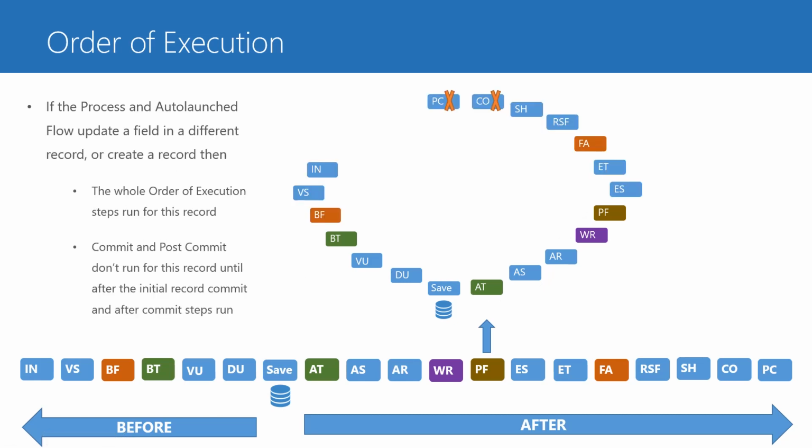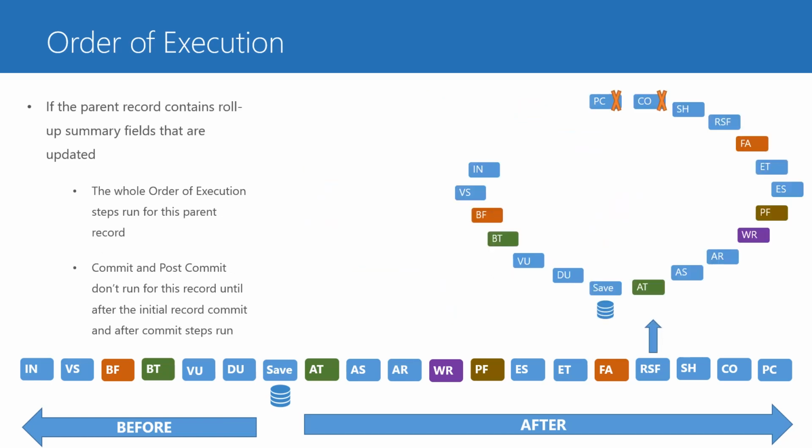On the same step, if the process or auto launch flow updates a field in a different record or creates a brand new record, then the whole order of execution steps would run for this new or updated record. And as we have seen earlier, the commit and post commit do not run for this record until after the initial record commit and after commit steps run. On the rollup summary field update step, if the parent record contains rollup summary fields that are updated, then the same thing will happen. The whole order of execution steps would run for this parent record, and as we have seen, commit and post commit do not run for this parent record until after the initial record commit and after commit steps run.